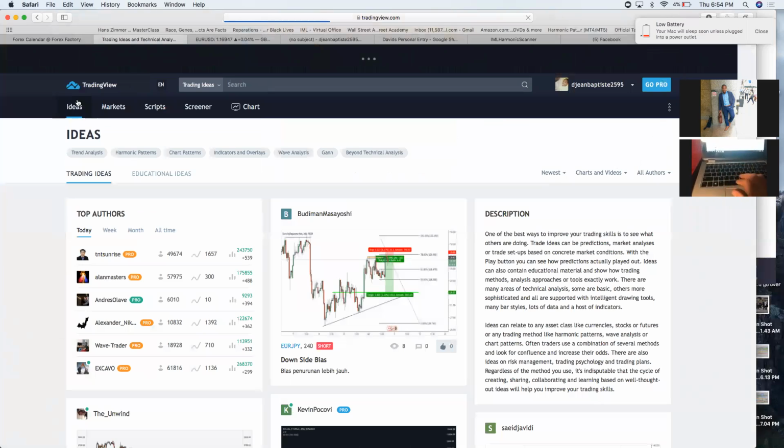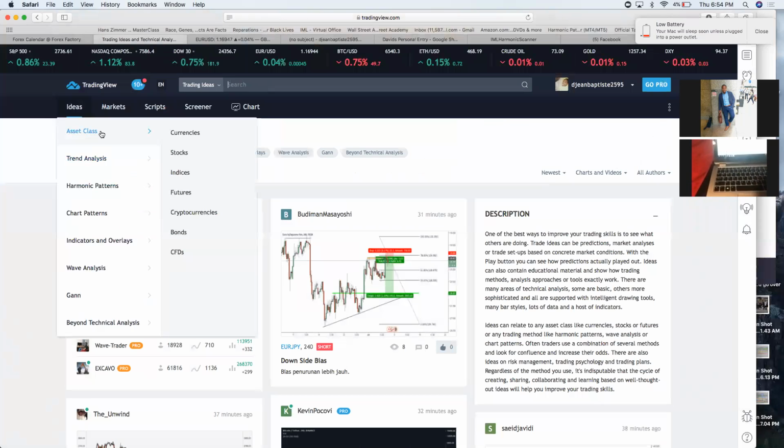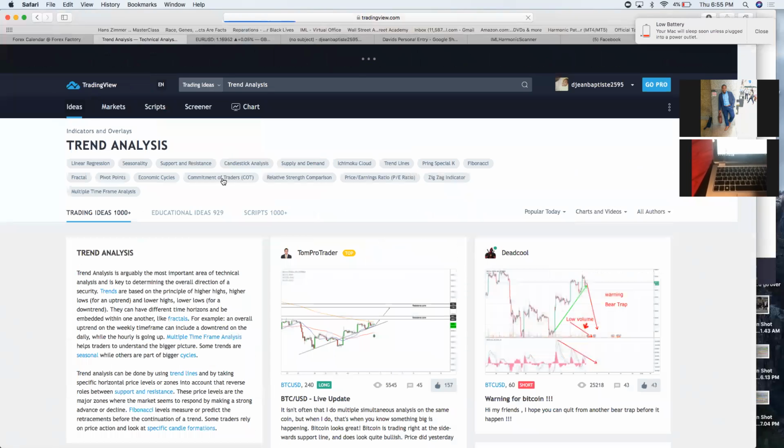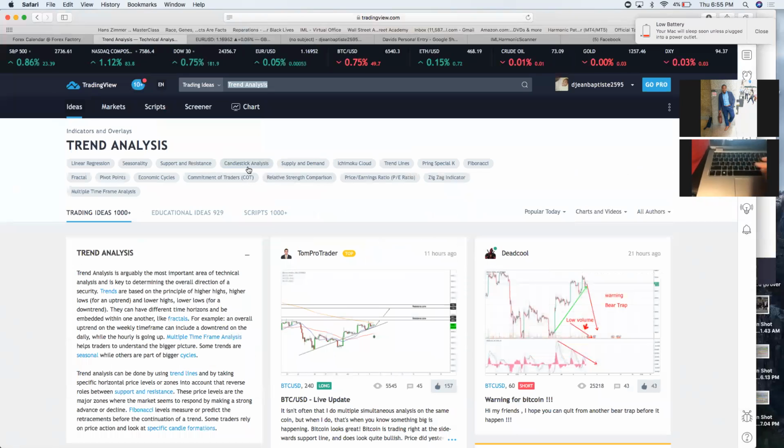So we're back to ideas. Right now we're in currencies. We click on trend analysis. Once you go on trend analysis, this gives you all the opportunities to learn different types of trend. We have linear regression, support and resistance, candlestick analysis, supply and demand, Ichimoku, trend lines, and all of this information that you need to learn to become a better trader.